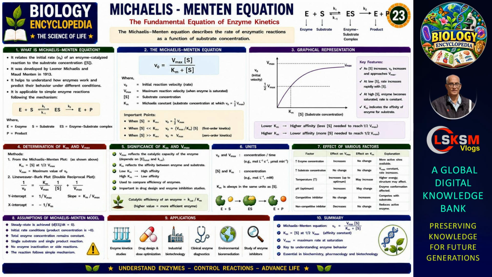Twenty-three. Michaelis-Menten equation. The Michaelis-Menten equation describes the relationship between enzyme concentration, substrate concentration, and reaction velocity. It is fundamental for understanding enzyme kinetics and catalytic activity.